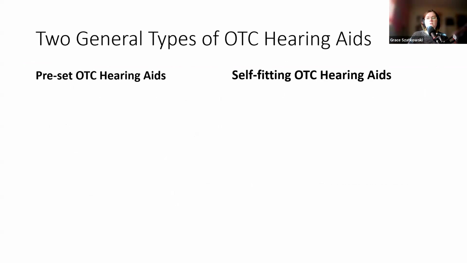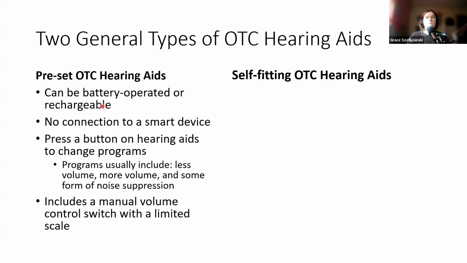But in our last couple of slides here, I'm going to give you a general overview of the general types of OTC hearing aids you might encounter. So here on the left is what's known as preset OTC hearing aids. And then here on the right is what's known as self-fitting. Preset OTC hearing aids can be either battery operated, so I hope you can see, this hearing aid has a little battery that's powering it that has to be changed at least once a week.